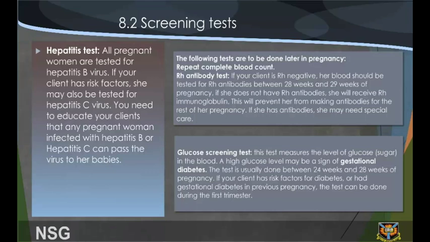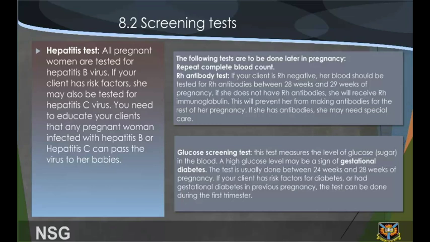Repeat complete blood count. Rhesus antibody test. If your client is rhesus negative, her blood should be tested for rhesus antibodies between 28 weeks and 29 weeks of pregnancy. If she does not have rhesus antibodies, she will receive rhesus immunoglobulin. This will prevent her from making antibodies for the rest of her pregnancies. If she has antibodies, she may need special care.